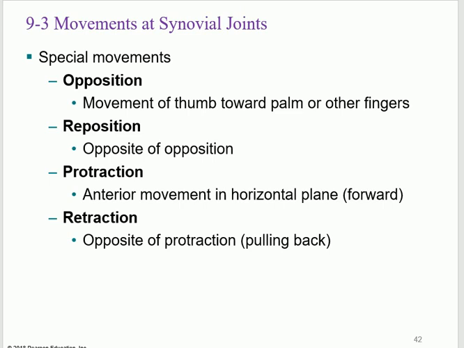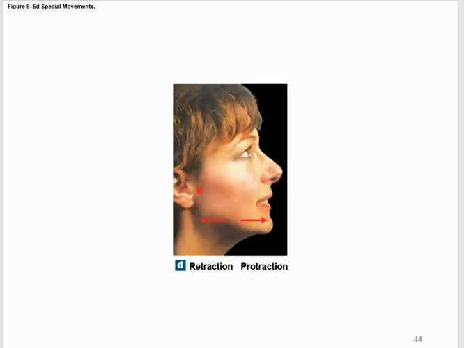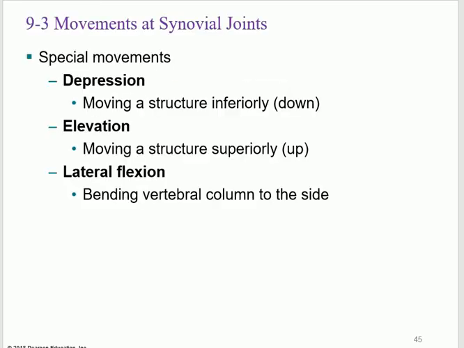Protraction, retraction. Moving forwards and backwards. Protrude your mandible or your jaw and retract your jaw. You pull it back. This is protraction and retraction. Elevation, depression. This is something like your scapula in the back here. I can elevate the scapula and I can depress it. This is moving up and down. It's none of what I talked about before. It's just moving up, moving down, right? Elevation and depression.